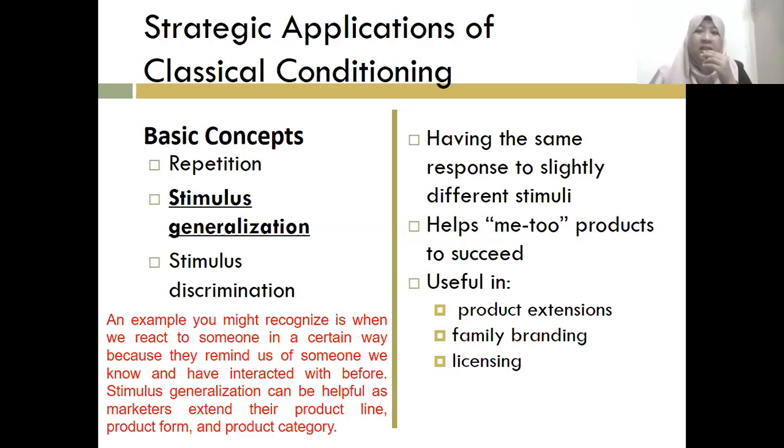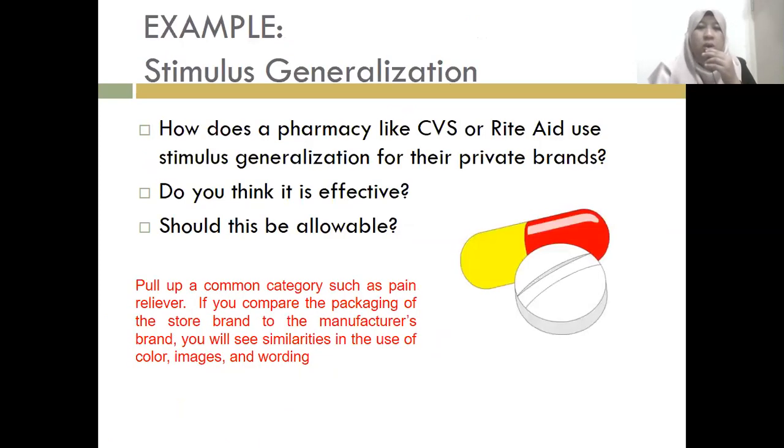Product extension means you have different extension products. Underneath they have Maggie, Milo, Nescafe, for example. Family branding, Campbell soup. They have soup, they have sauce, they have mayonnaise, they have spaghetti. Licensing is when we have products that carry the same brand name, Nike, and then Adidas. All right, so this is stimulus generalization.